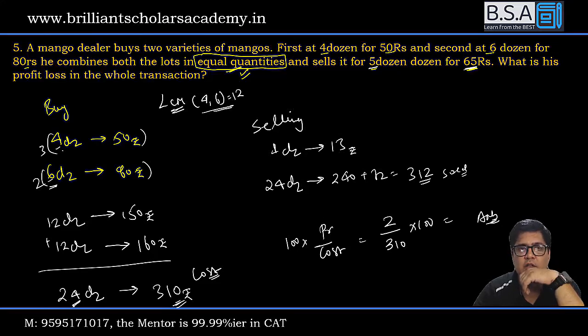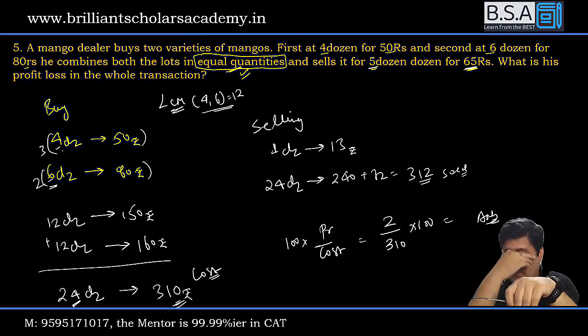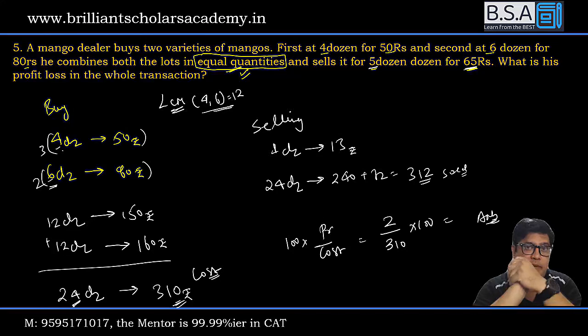This one is a profit and loss question. We are equating quantities. First, to combine, before you start selling, you must convert the quantity into the same number. You must make the quantity equal first.